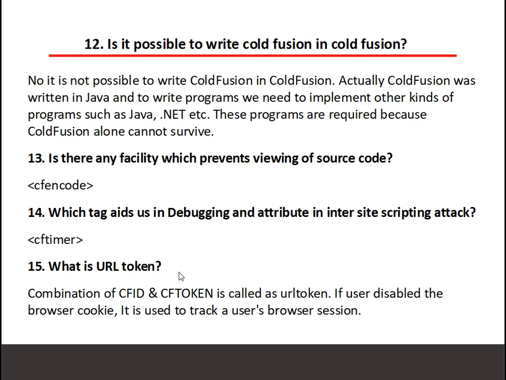What is URL token? Session is quite important in ColdFusion, and we have seen in one of the questions about Application.cfm that you can use CF application session management to enable the session, and URL token is related to that, right? You can see that the session had three things: CFID, CFTOKEN, and then the URL token. Sometimes what happens is the user disables their browser cookies. In that case, you cannot track their session. So we use the URL token, which is nothing but the combination of CFID and CFTOKEN. Right, let's go to the next question.